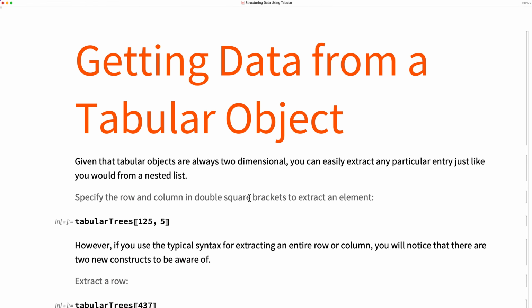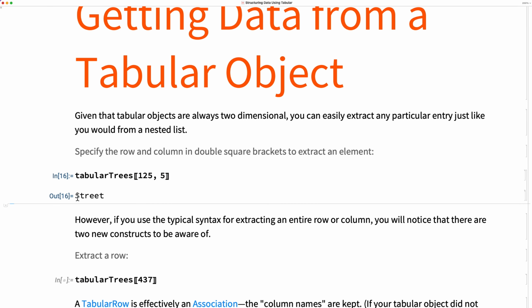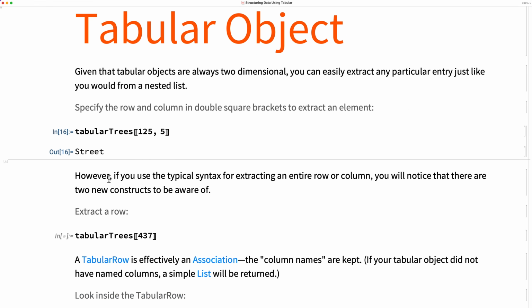And speaking of working with rectangular data, well, if it's rectangular, it's 2-dimensional or rank 2, depending on how you like to think of it. So if I go to my tabular trees here, I could go to, say, the 125th row and extract the 5th column, just like normal with Part, the double square brackets. And I see that it's a street. Now that all works out normally.